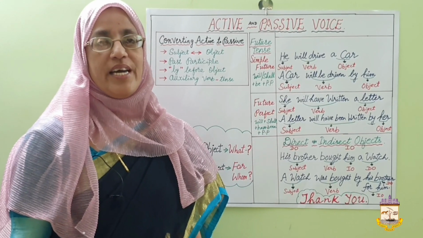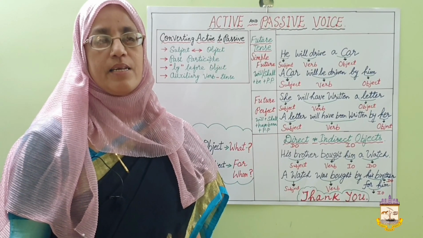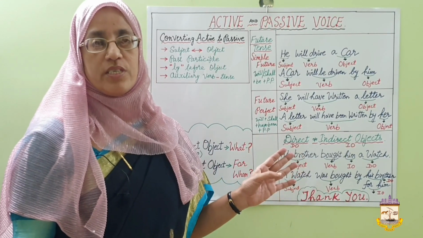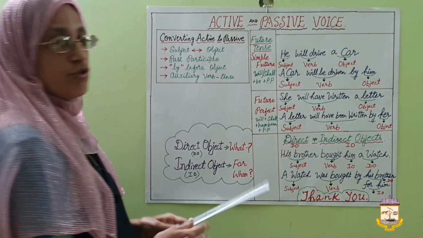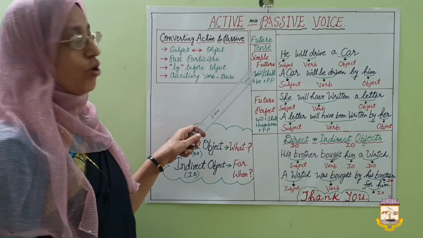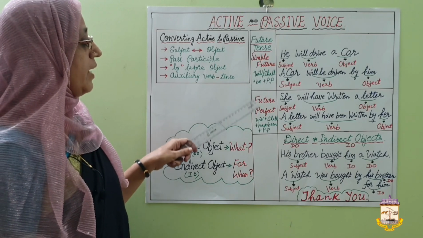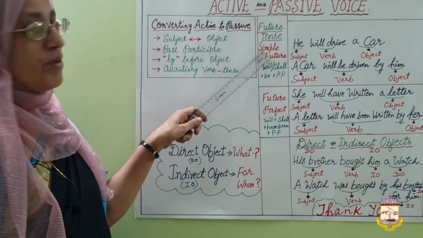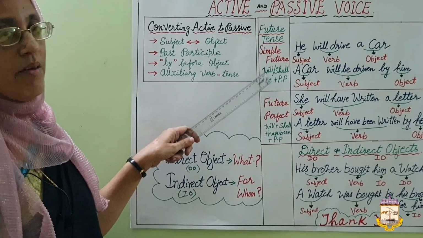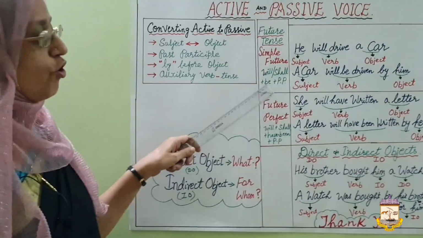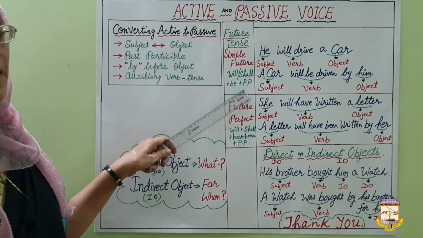Students, we have now finished the present tense and the past tense. We now move on to the future tense. In the future tense, we will be focusing on simple future and future perfect. In the simple future, the format will be will or shall followed by be plus past participle.